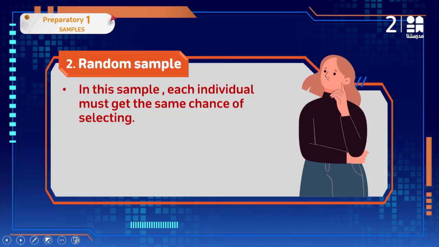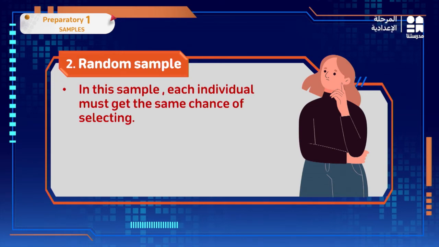Here it is, which way did we do it? We did it by the manual way. And then we can pick any one or select any one of them. In this sample, each individual must get the same chance of selecting.